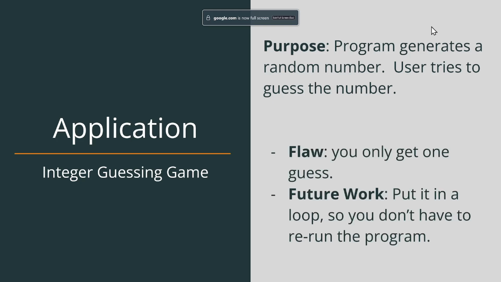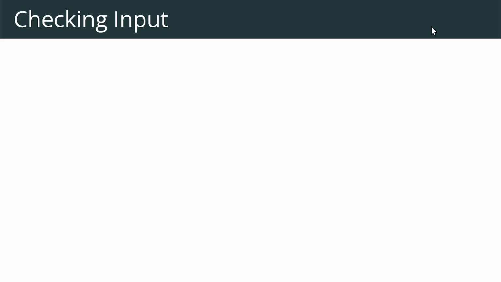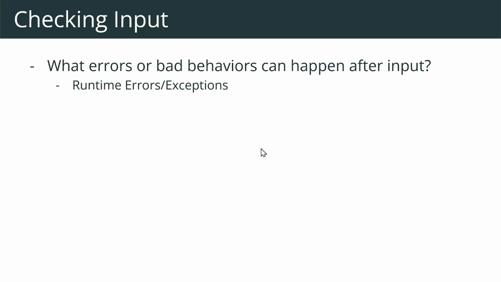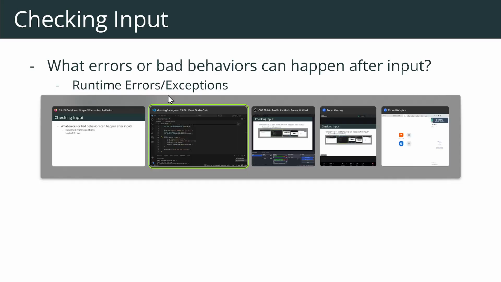I wanted to talk about how fragile programs are, especially during input. It's very easy to break a lot of programs during input. So we can have runtime errors and exceptions. We can have logical errors. These are errors that happen after the compiler, so the compiler won't catch these errors. It's really up to the human to catch them.